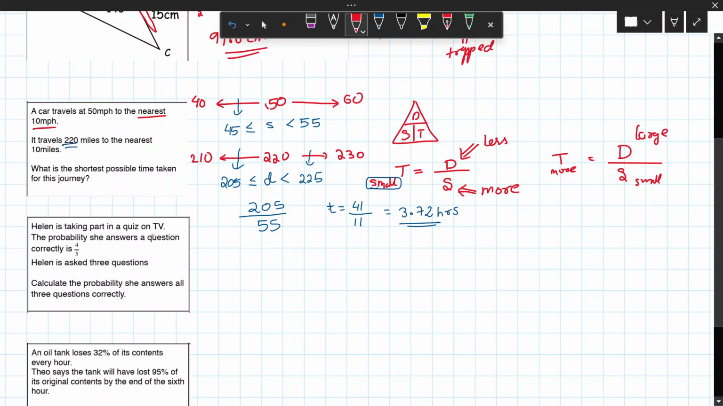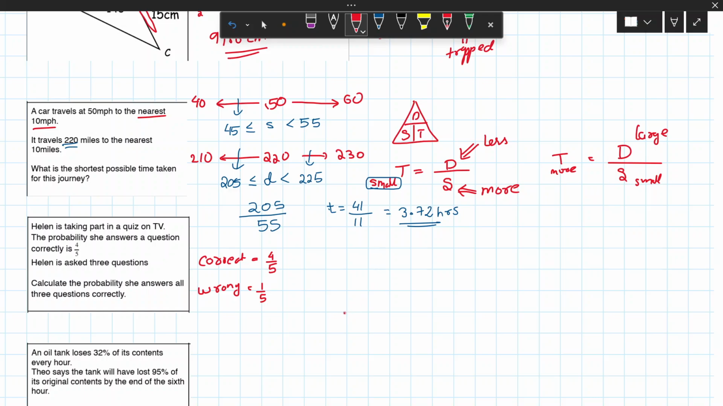Helen is taking part in a quiz. The probability that she answers correctly is 4 over 5. So probability of getting a question correct is 4 over 5, which means getting something wrong would be 1 over 5, because it's only 2 ways. Either you get it right or you don't. So it's either 4 over 5 or it's 1 over 5. Helen is asked 3 questions. Calculate the probability that she answers all the 3 questions correctly.